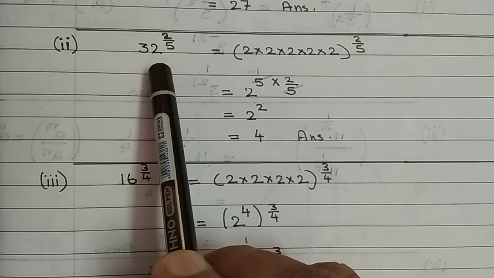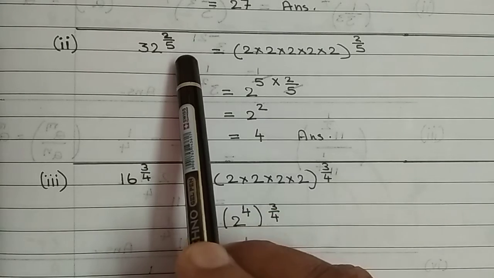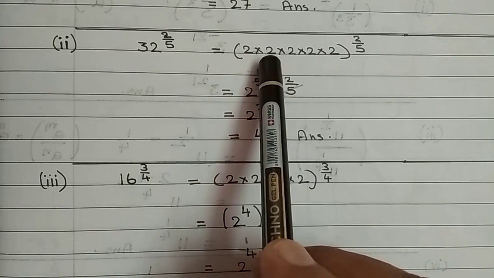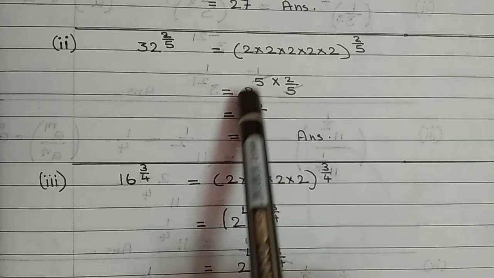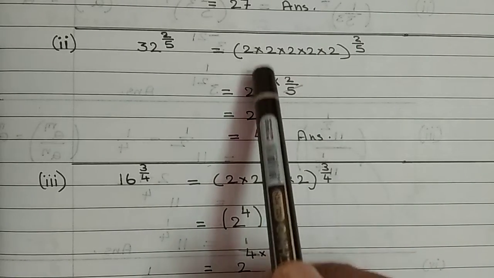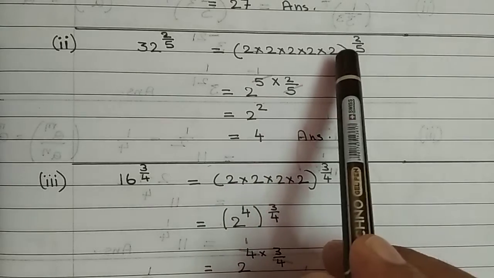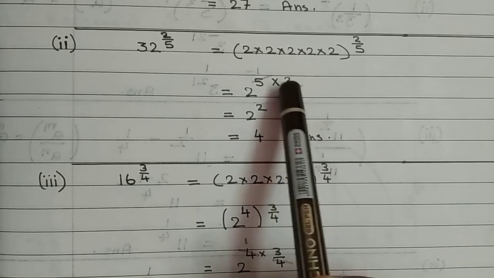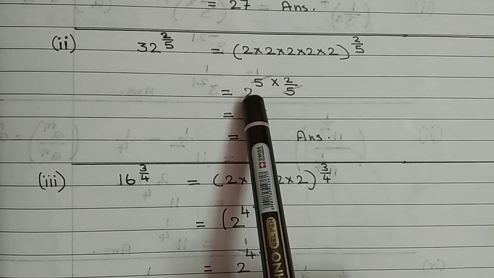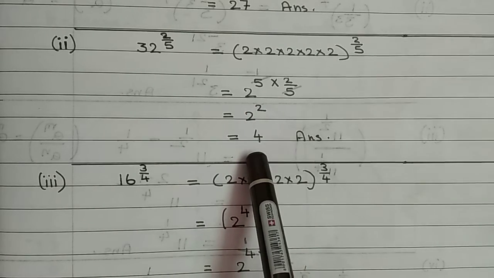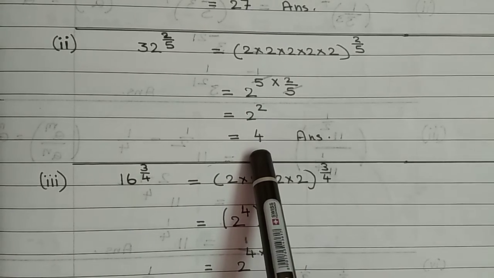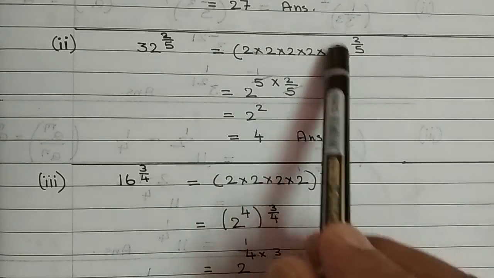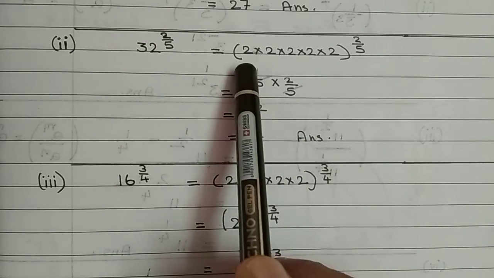Second part, 32 raised to the power of 2 upon 5. First we find the prime factorization of 32, which is equal to 2 into 2 into 2 into 2 into 2, that is 2 raised to the power of 5. Then 2 raised to the power of 5 whole raised to the power of 2 by 5. 5 multiplied by 2 by 5. 5 and 5 can be cancelled. You get 2 square, which is equal to 2 into 2, which is equal to 4. First step is to find the prime factorization of the number whose value is to be calculated. 32 is equal to 2 raised to the power of 5.